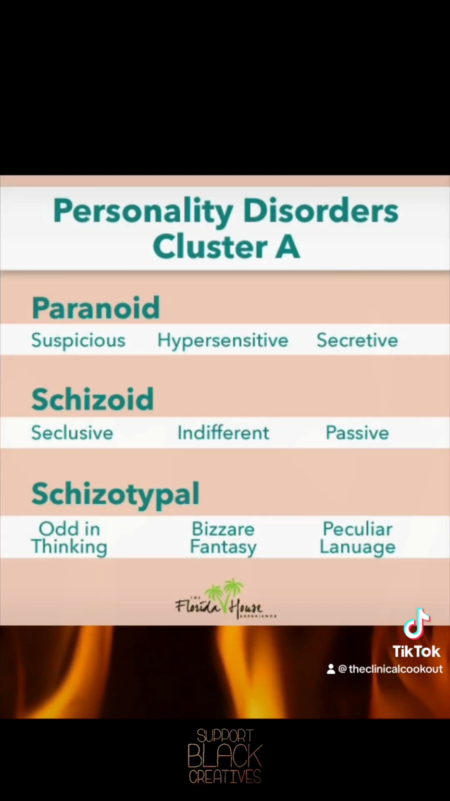Cluster A personality disorders are defined by odd thinking and behaviors like paranoia or a lack of emotional responses. Individuals with cluster A disorders struggle to relate to others and may come off as eccentric. Cluster A disorders include paranoid personality disorder, schizoid personality disorder, and schizotypal personality disorder.